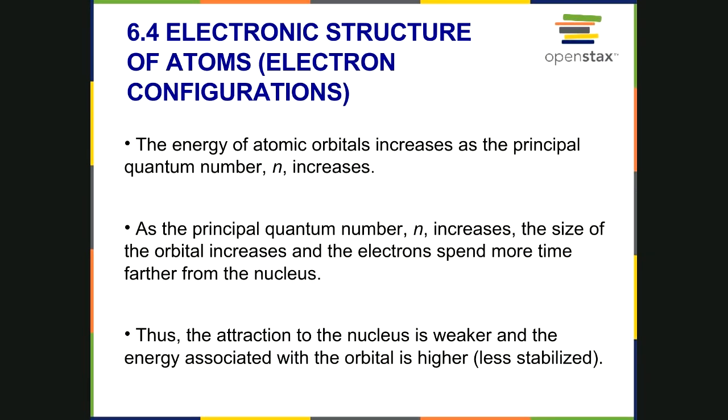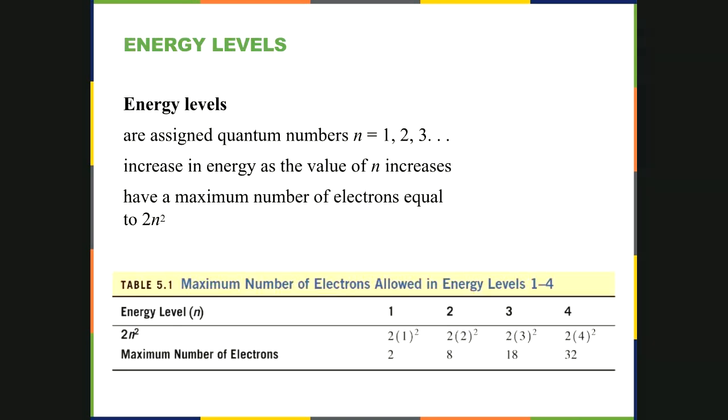Okay. So, remember that we said that the energy of atomic orbitals increases as the principal quantum number increases. And as that principal quantum number increases, the size of the orbital is going to get bigger and the electrons are going to spend more and more time the further away they are from the nucleus. So with a higher quantum number, the energy associated with the orbital is higher, and that attraction to the nucleus is weaker because it's further away. Okay.